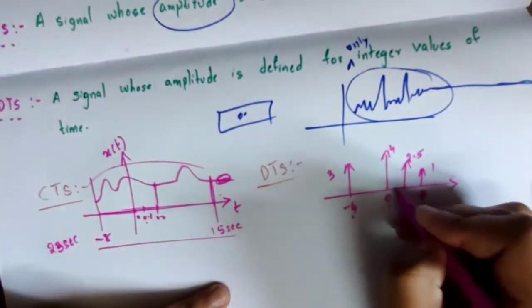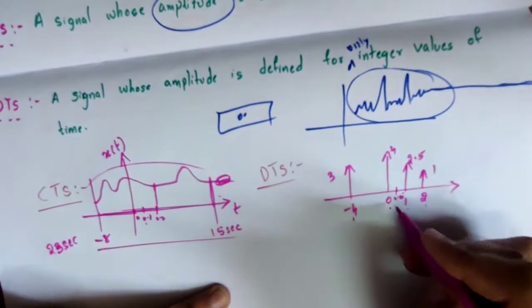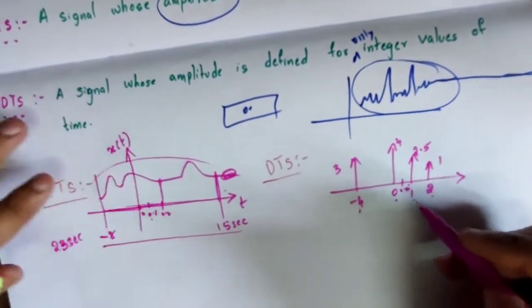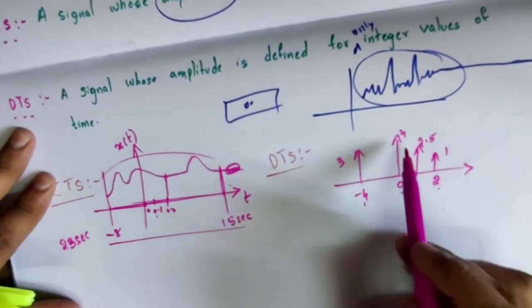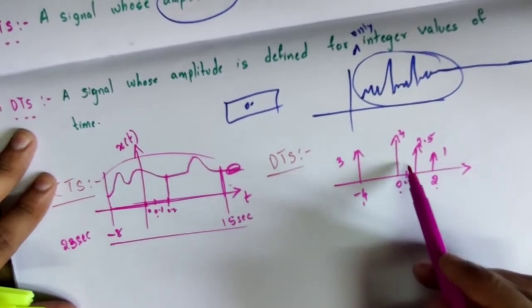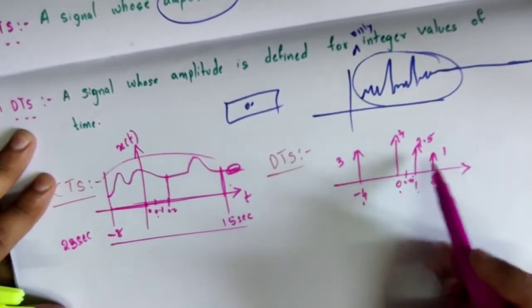But if you consider 0.5, an instant of time, is there any amplitude for 0.5? No, right? Here the amplitude will automatically be 0.